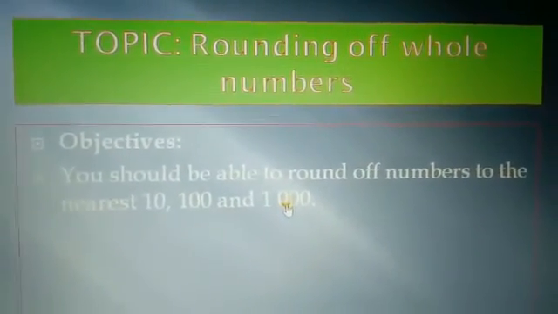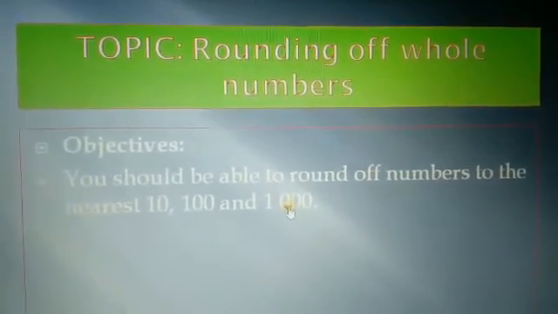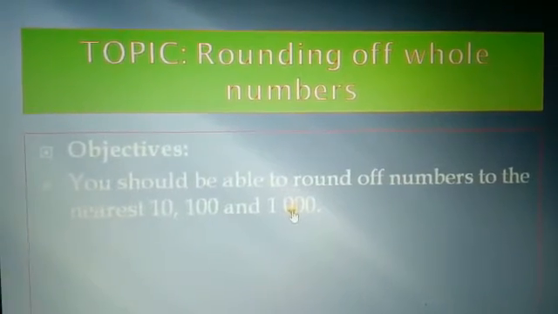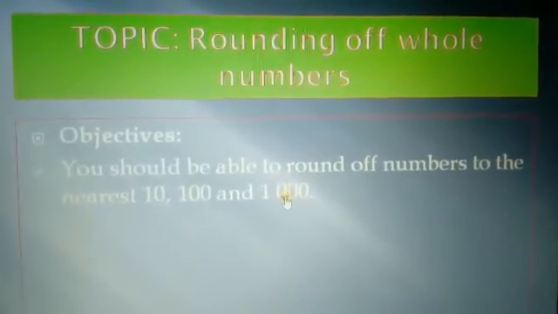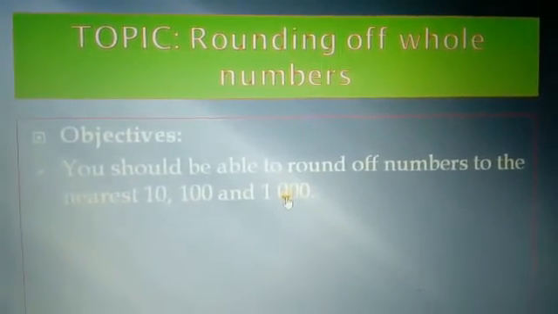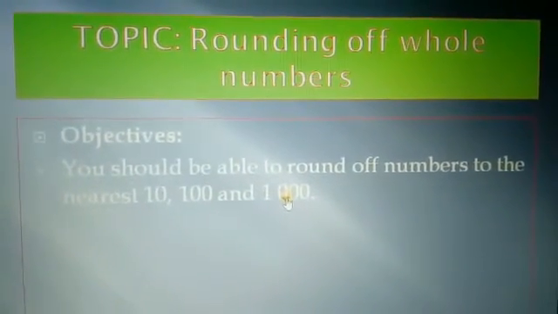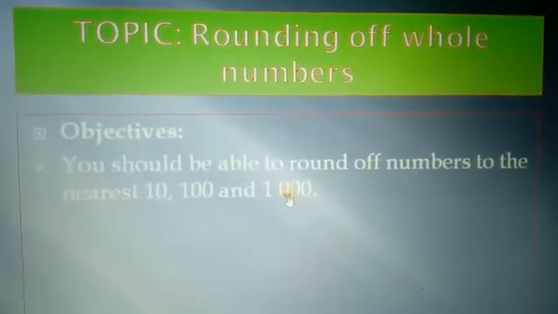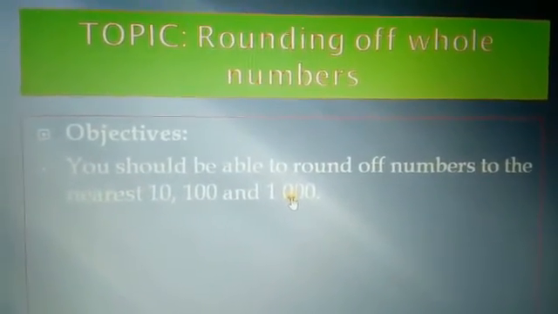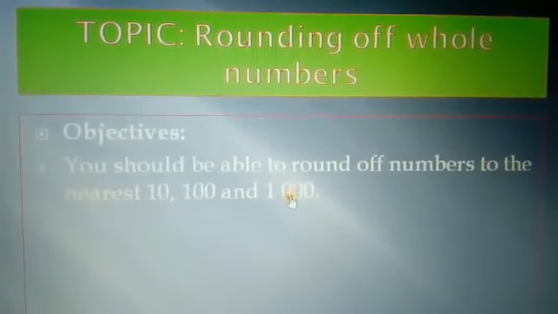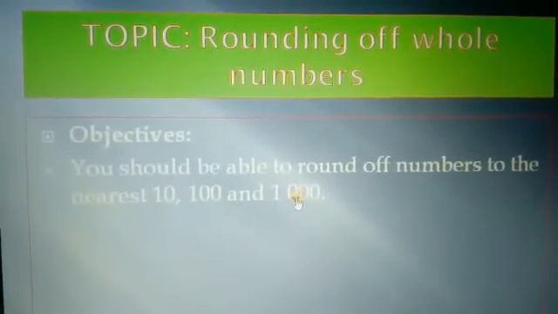Our topic is rounding off whole numbers. We know that when you round off numbers, it makes it easy to work with the numbers. We round off numbers when we are estimating so that we get an estimation of the answer. Therefore, the objective of this lesson is for us to be able to round off whole numbers to the nearest 10, to the nearest 100, and to the nearest 1,000.